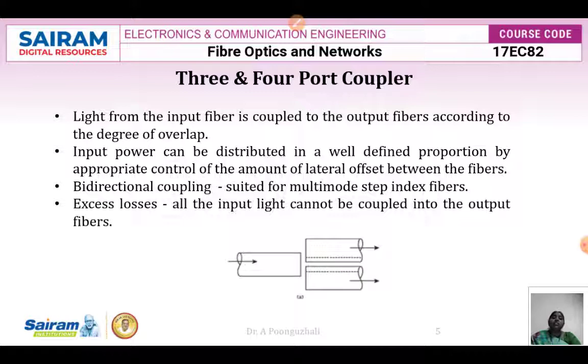So here in this case, there are going to be excess losses because all the input light cannot be coupled into the output fibers. As a result, in a 3 or 4 port coupler, we are going to have excess loss.